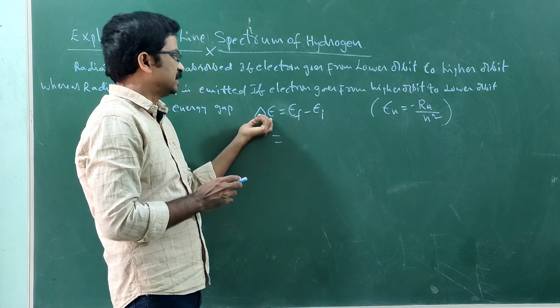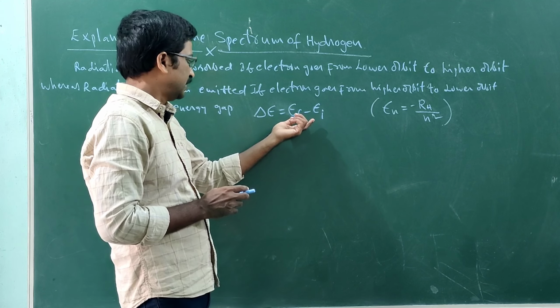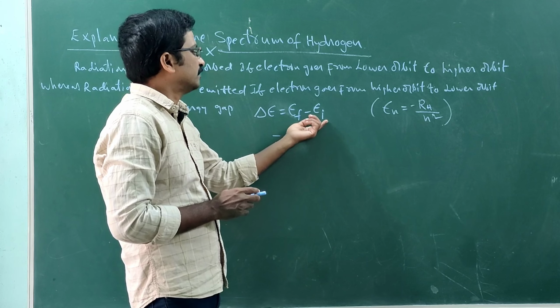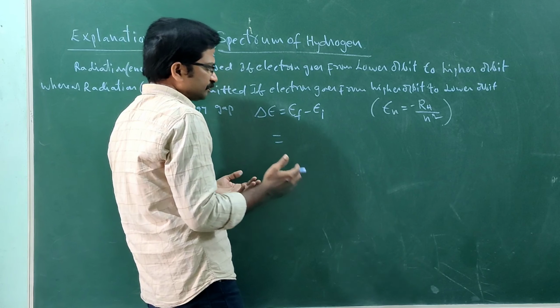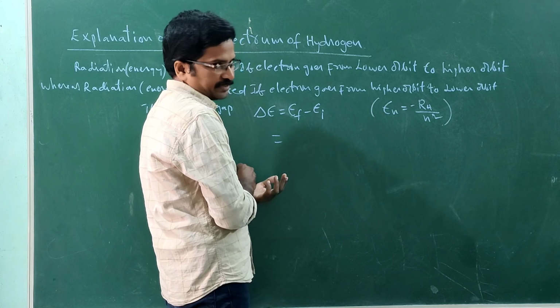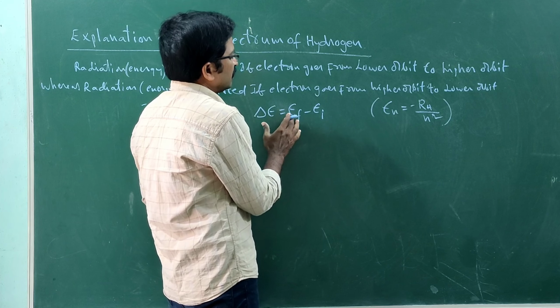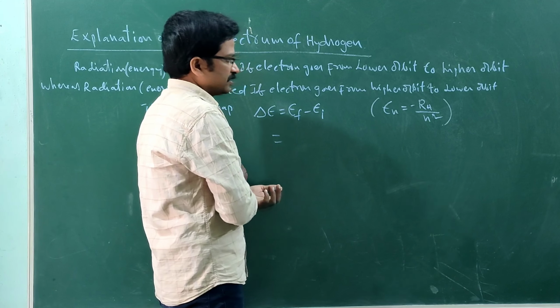The change in energy in these situations is del E equals EF minus EI. EI means initial energy state, and F means final energy state.